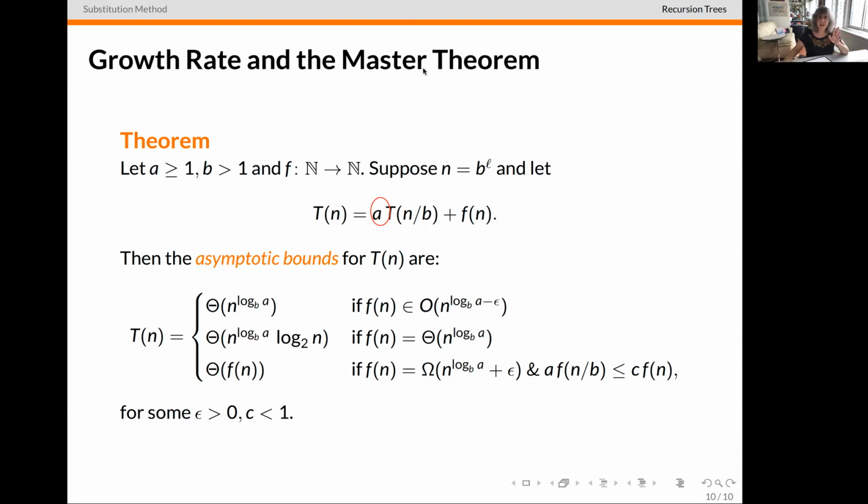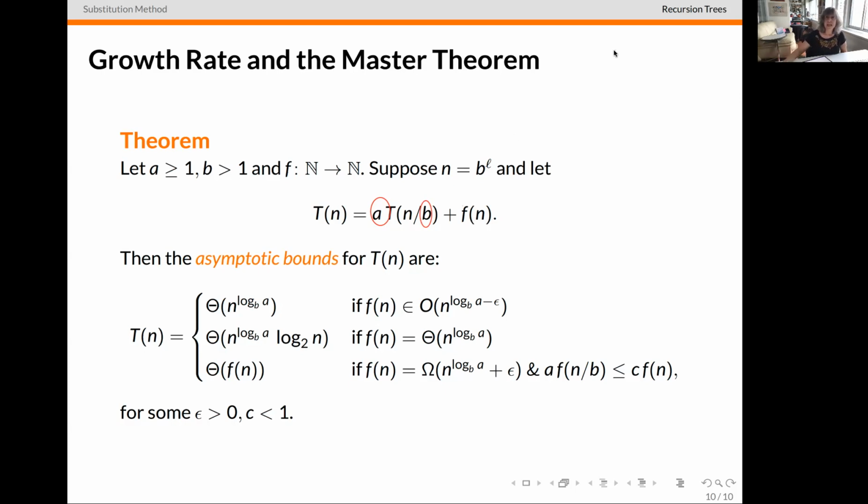And then we have B, the divisor part. Remember, this is called in computer science a divide and conquer algorithm. So we divide by B the size of the problems, and we solve smaller problems all the time. So that's the same. And then I'm using the same notation as before. The work per level is f of n.